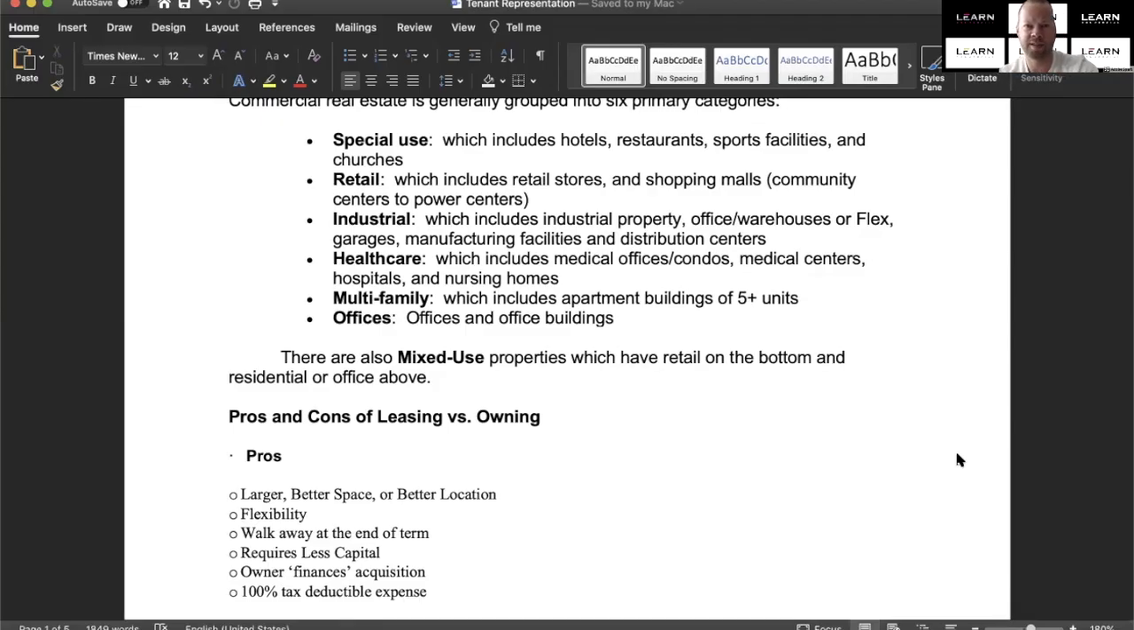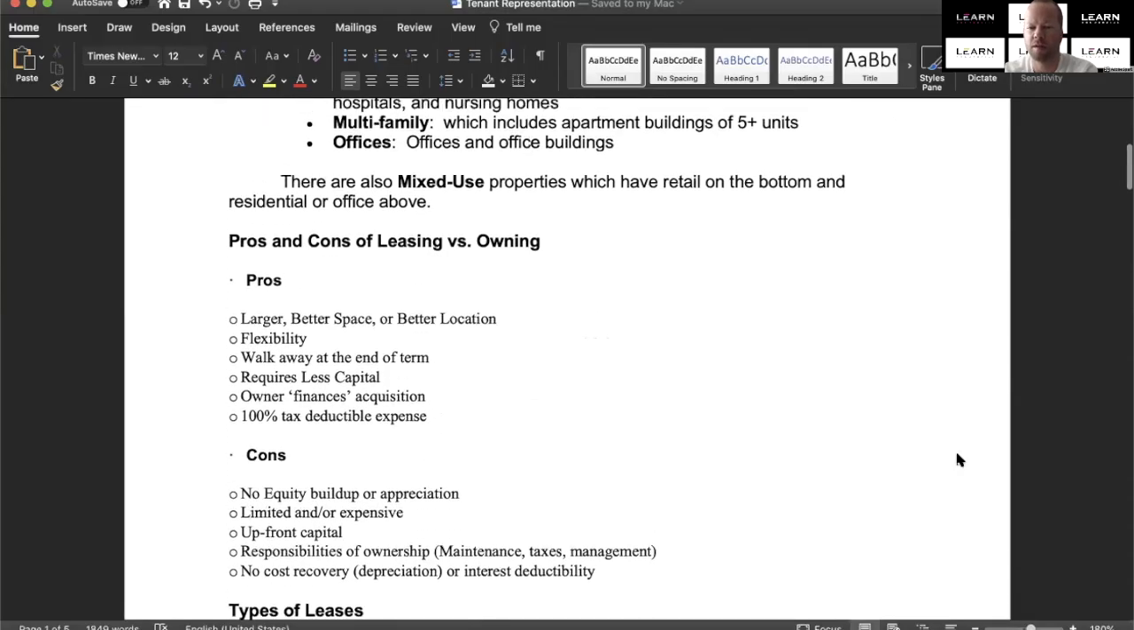Whereas on the tenant side, you don't have to put that down. You're putting a security deposit, first month's rent, and then you will most likely have to outlay some capital to finish the space out to your needs, but also we're going to get money from the landlord to help us out with that as well. So way less capital out of pocket. Right? The owner is financing your acquisition basically. And it's 100% tax deductible.